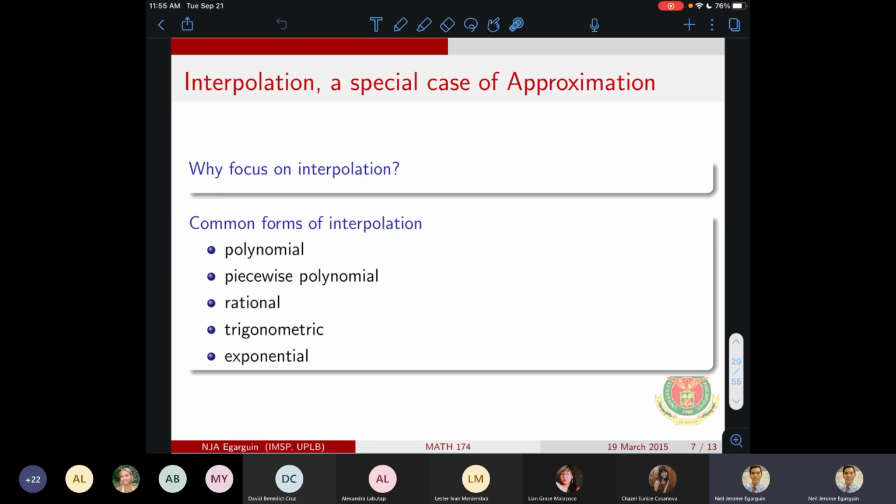But again, we will limit our discussion to the first 2 bullets. If you want to do a project later, you can take a look at rational, trigonometric, and exponential interpolation. Pwede nyo siyang gawing topic for the final project in our class. Okay, but again, we'll focus on the first 2 bullets. Now, why focus on these 2 guys? Well, these 2 types of interpolation involve polynomials.